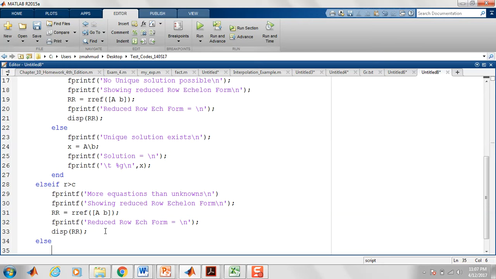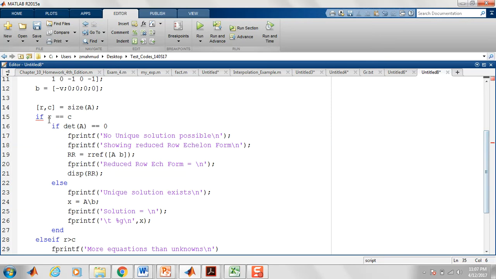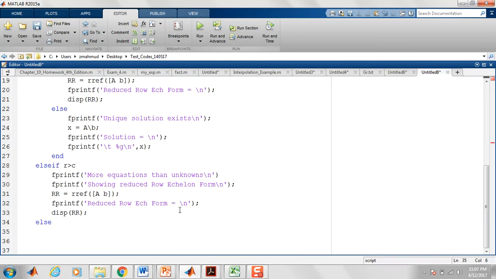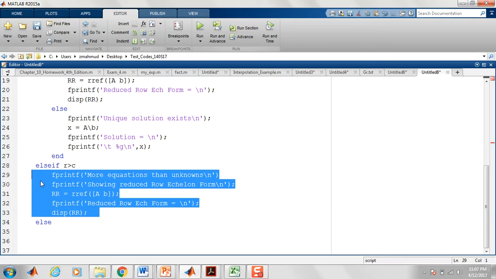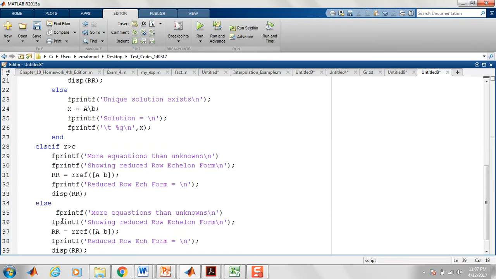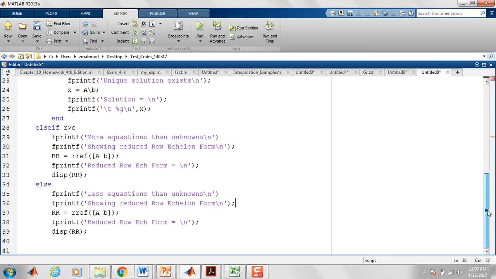You don't have to show any condition here, because the first one was r equals c, this is r greater than c, and the only thing left is r must be less than c. Then with a slight change, I'm going to copy this whole thing, and then I'm going to say less equations than unknowns, showing reduced row echelon form, and reduced row echelon form equals this. So everything is covered, and now I'm going to say end.